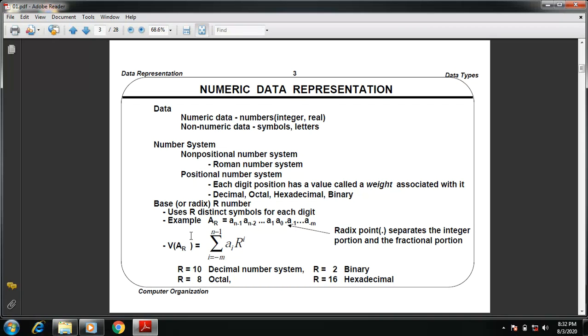Each positional number system has a separate base. Binary has only two digits, so the base of binary is 2. Octal has 8 digits, 0 to 7, so the base is 8. Decimal has digits 0 to 9, a total of 10, so the base is 10. Hexadecimal has 16 symbols, so the base is 16. R is the base: r equals 2 for binary, r equals 16 for hexadecimal, r equals 10 for decimal, and r equals 8 for octal.